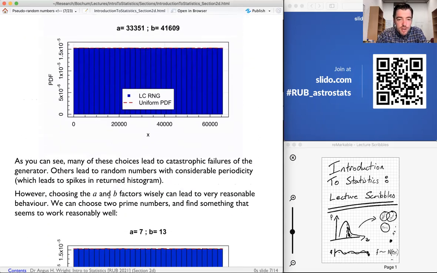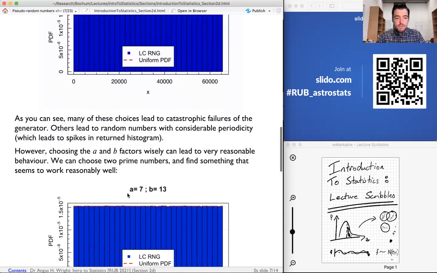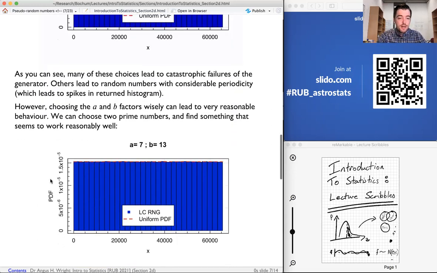As I said, some of these lead to catastrophic failures where you get big gaps and periodic jumps, like the one that just flashed by. But if we choose the values of A and B carefully, then you can end up getting something that looks pretty good. Here I've just chosen 2 prime numbers, 7 and 13, and it turns out to look pretty good. It's not the optimum, I want to make that abundantly clear. There are much better choices of these 2 things that are well studied in the mathematics literature, but it's not really relevant to what we're going to talk about here, so I'm not going to go into it. But this looks pretty reasonable.